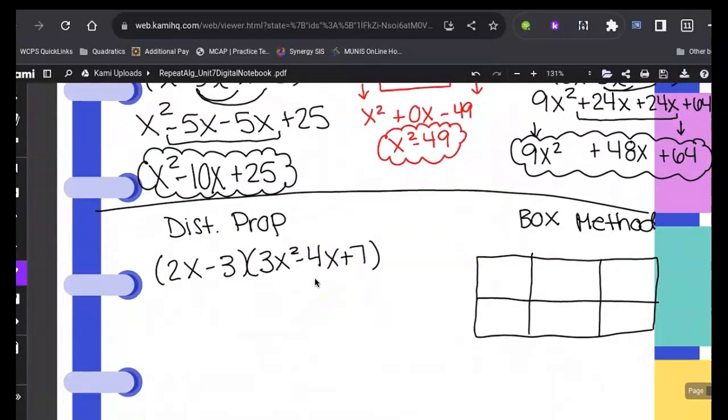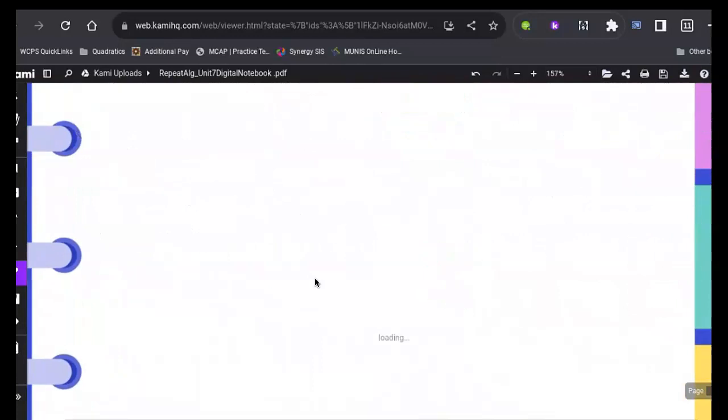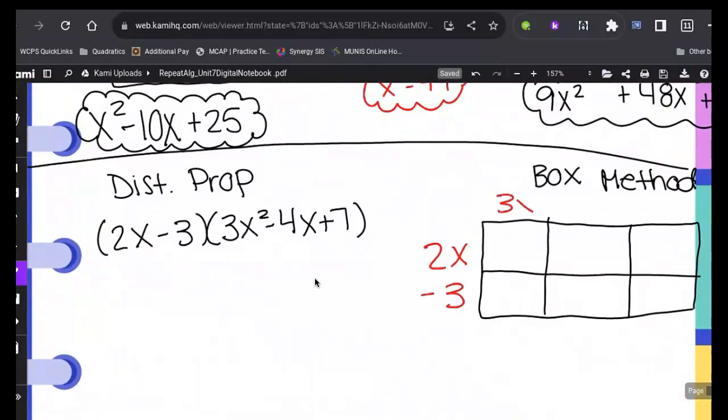So the next example is a binomial times a trinomial. So we're going to look at it like it was in the warm-up. So we're going to put our 2x minus 3 along the side with 2 of the boxes, and then we're going to put our trinomial along the top because it has 3 boxes. So 3x squared minus 4x plus 7. So I'm going to show you both ways. We're going to do the box method, get our answer, and then we'll check our answer using the distributive property.